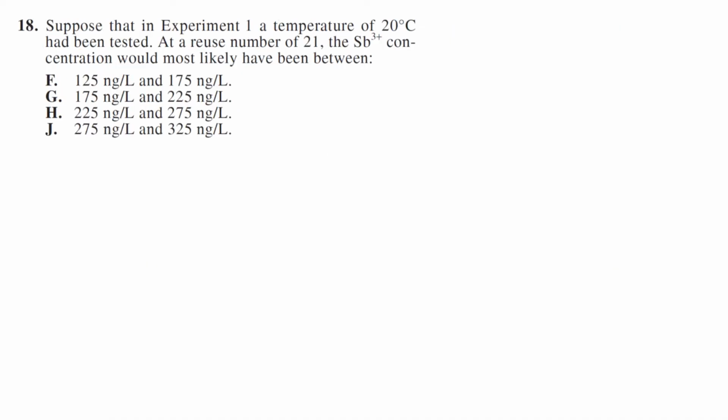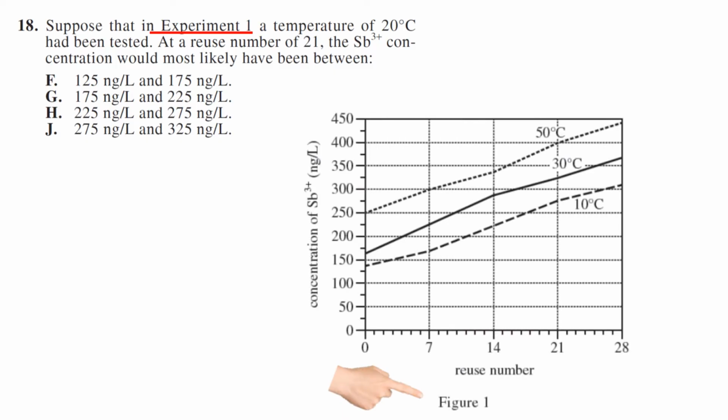Number 18, suppose that in experiment 1, put your finger on experiment 1, at a temperature of 20, so that's going to be between the 10 and the 30 line. So right there, so just draw a line right in the middle, had been tested at a reused number of 21. So that's going to be right there, reused number of 21. The concentration would most likely have been. So we see where it comes together right here. And so that's going to put us, to me, about 300. We don't see 300, but we see 275. We know it's not going to be any lower than 275. And so J has to be the answer.